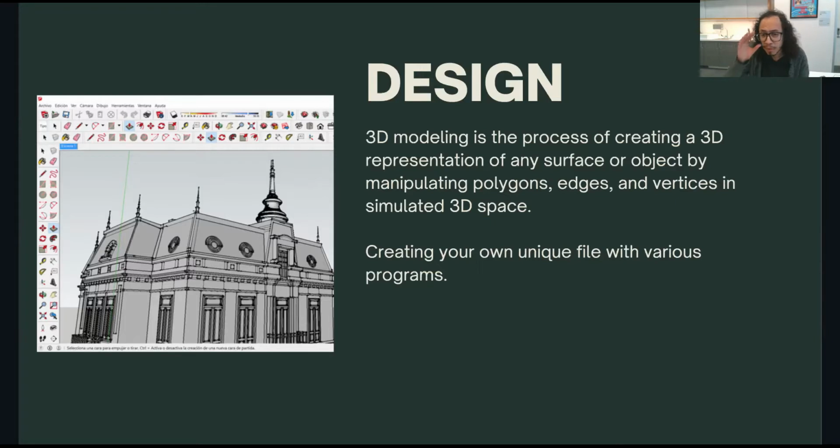So 3D modeling is a process of creating a 3D representation of any surface or object by manipulating polygons, faces, edges, and vertices. I don't know if you can see it here, but every corner is a vertex, which you would be able to extrude. You can add more faces to make the resolution higher. And you can manipulate those areas by pulling and pushing them until you get your desired file or object.